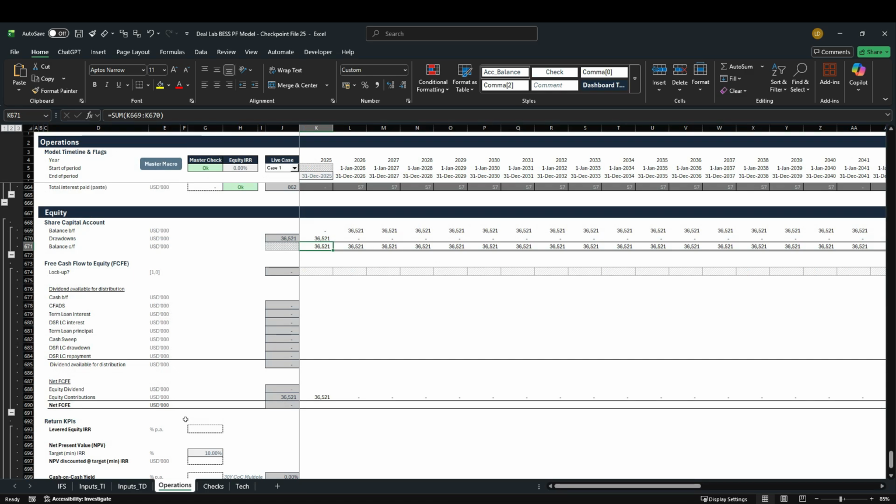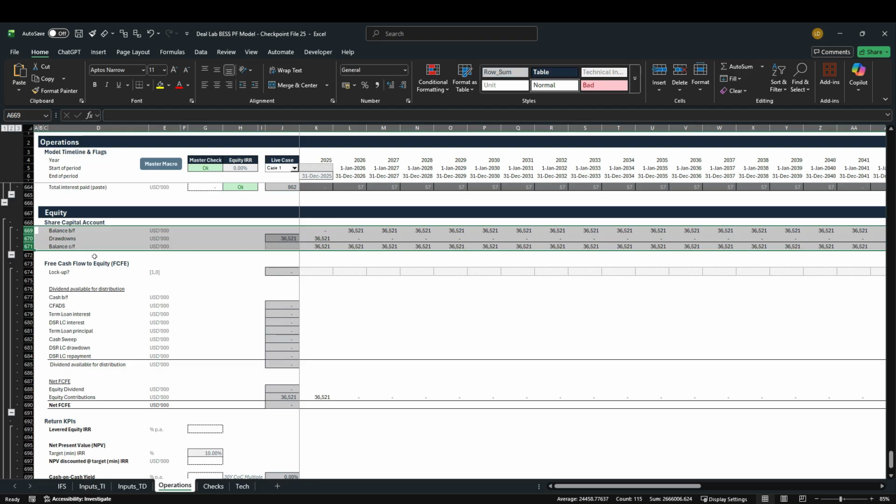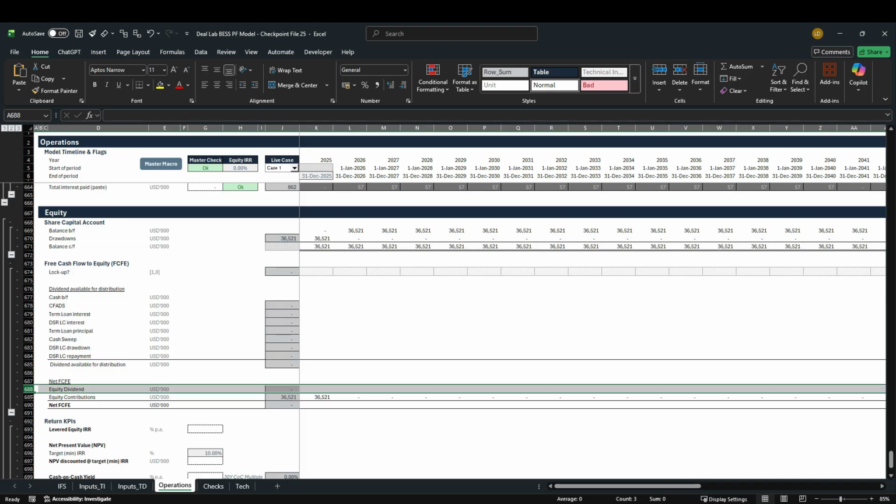And now a question that a lot of students will have is, why does our balance in our share capital account stay consistent over time? And that is because in most project finance models, we assume equity is not repaid as principal like in our debt section. Instead, equity returns are made through dividends, which we'll model down here. So dividend distributions do not reduce share capital injected.